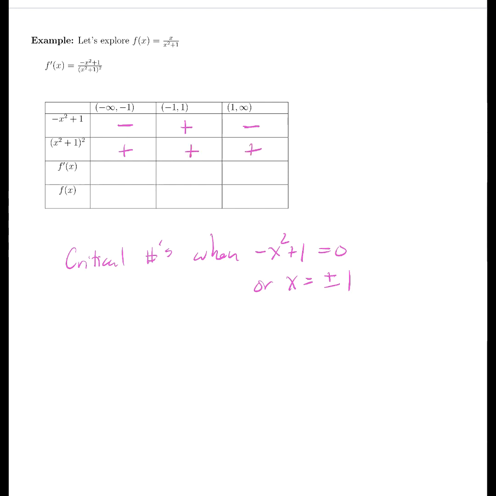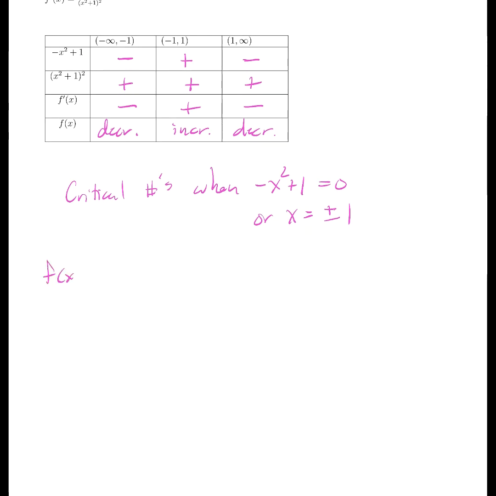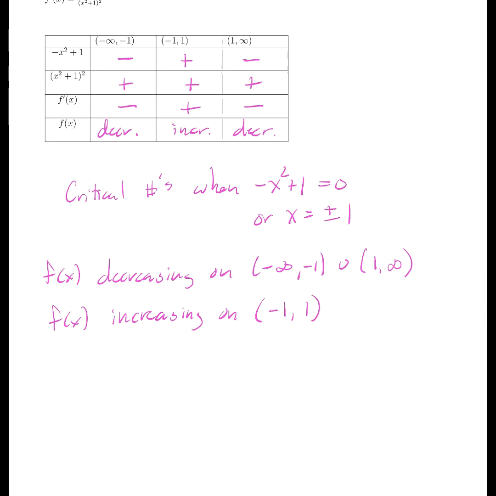So f prime is a quotient of these two things. Negative divided by positive is negative, positive divided by positive is positive, and negative divided by positive is negative. So that means f of x is decreasing, increasing, and decreasing. So what did we just learn? f of x is decreasing on negative infinity to negative 1 and 1 to infinity, and f of x is increasing on the interval from negative 1 to 1.